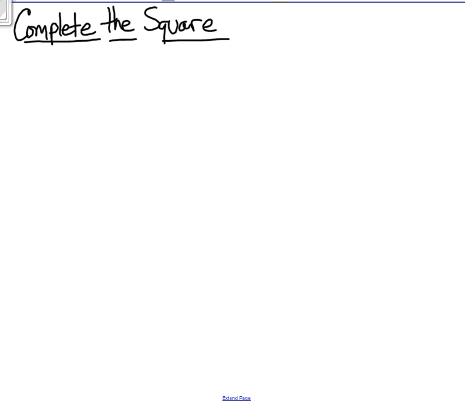This is an example of completing the square starting with the quadratic trinomial. In this case, we'll do two different examples. The first, we'll start with a case where the leading coefficient is a 1. So let's go with x squared plus 8x plus 13 equals 0.